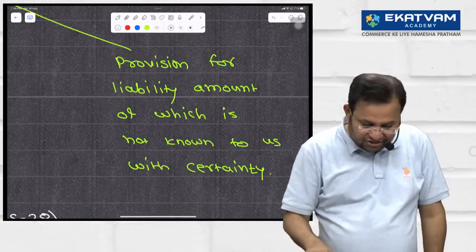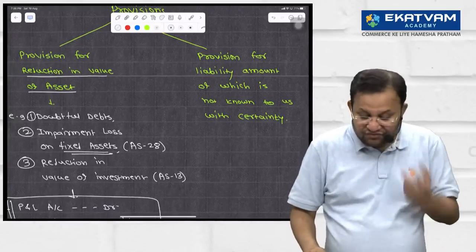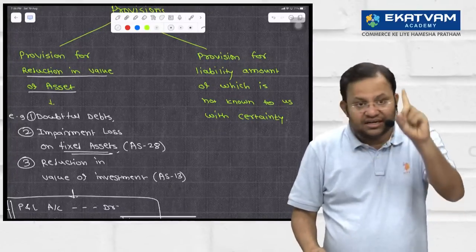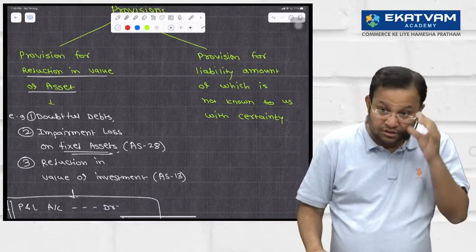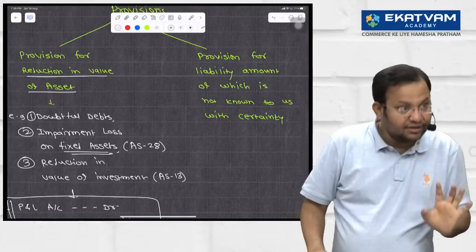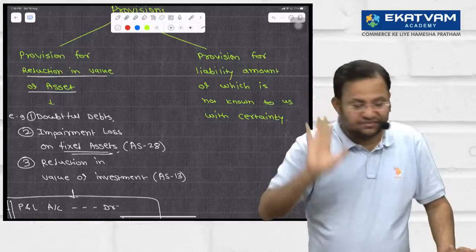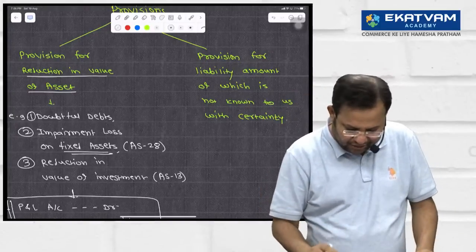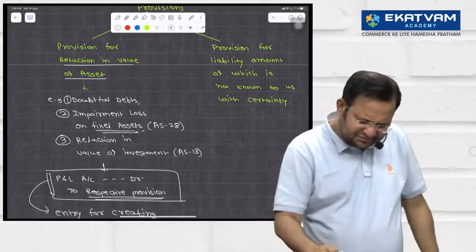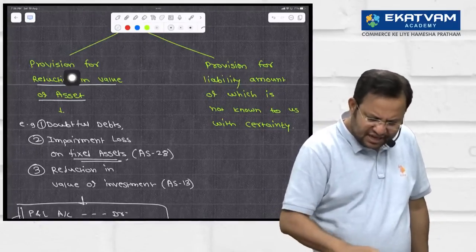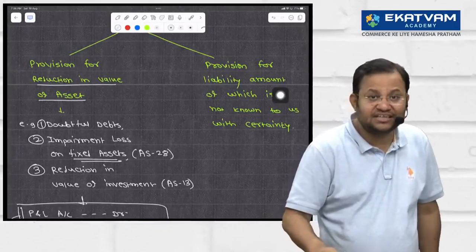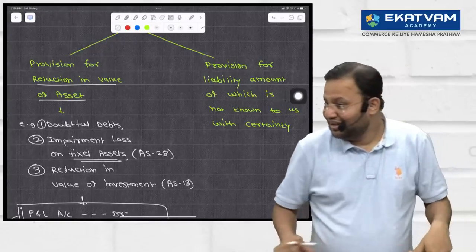So provision for a liability, amount of which is not known to us with certainty. I gave you the first example. First example, a provision for what? Warranty is the first example. Are you clear? What is the difference between this and this? Left hand side and right hand side. Left hand side was for asset. Right hand side is for liability.